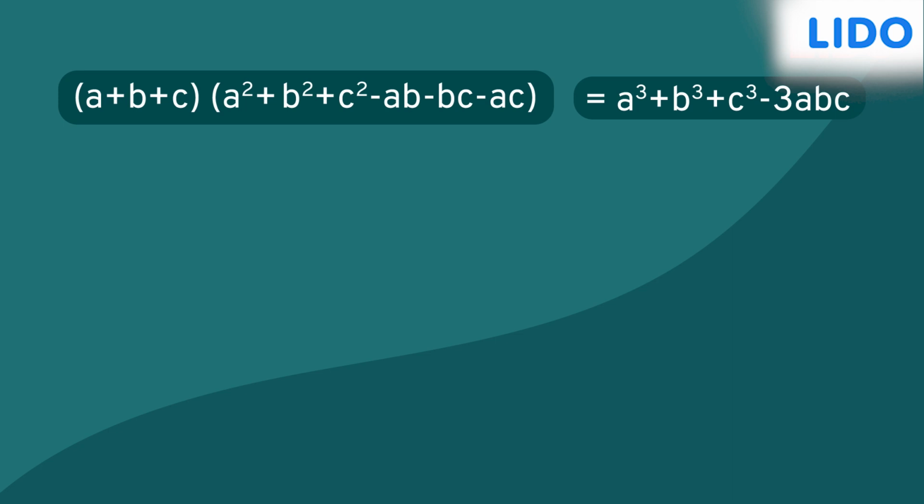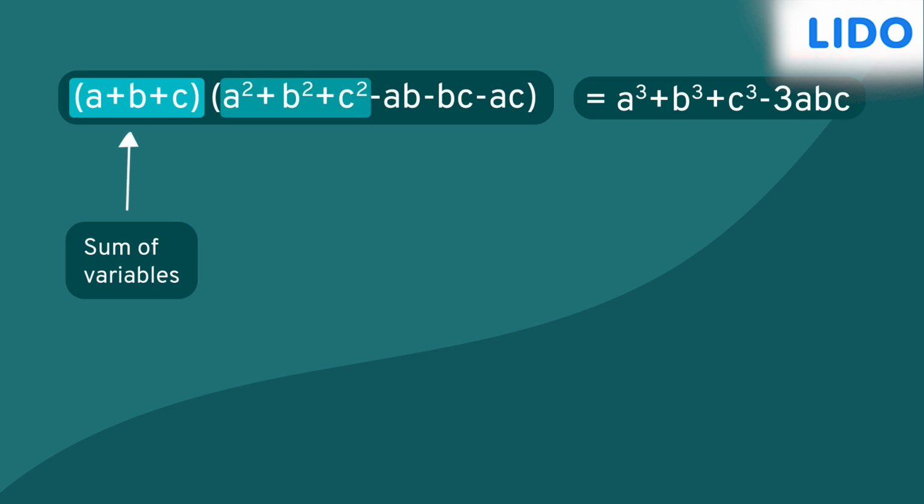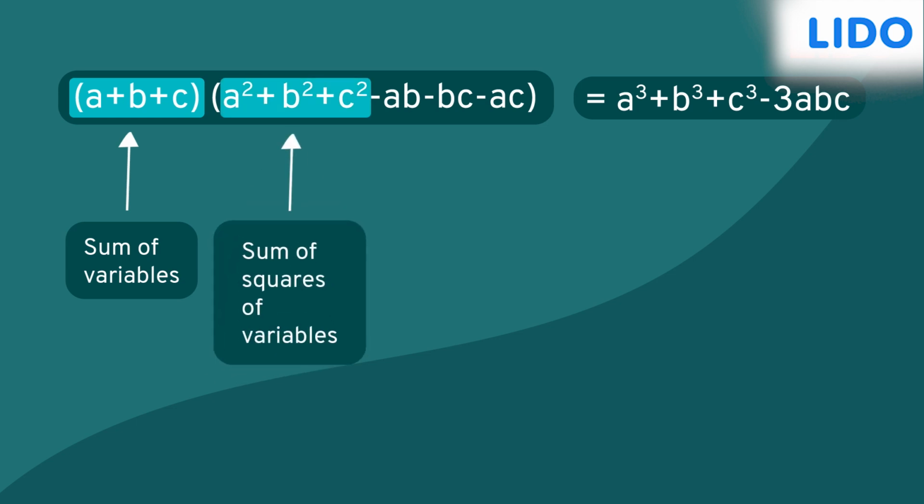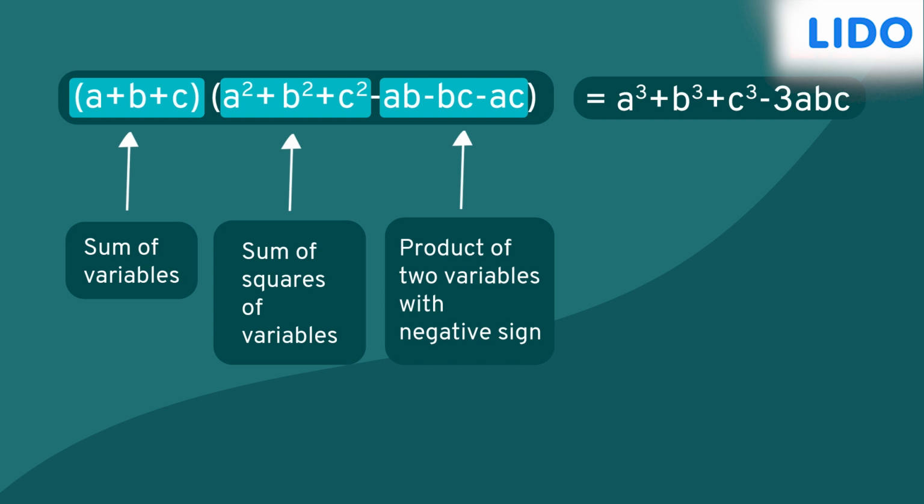Is it too long to remember? Well, here are a few observations to help you memorize it. On the left-hand side, the first bracket contains the sum of the three terms or variables a, b and c. And what's highlighted in the second bracket is the sum of the squares of these variables. The final part of the second bracket is made up of the products of the two variables, one product at a time, and they all bear negative signs before them.